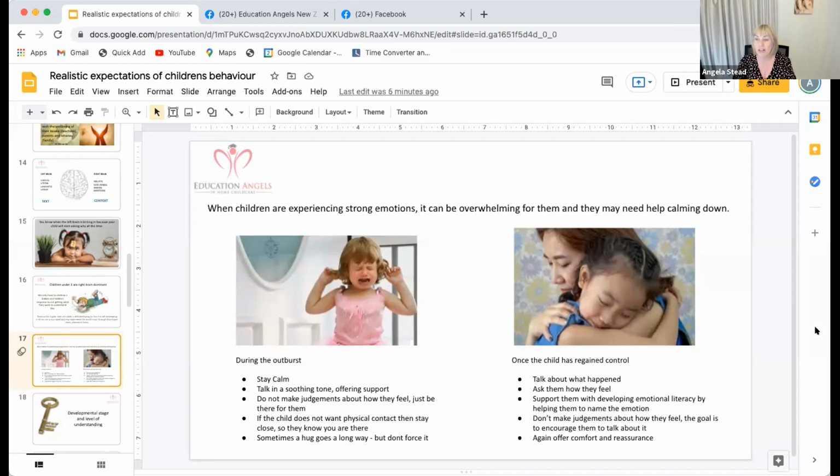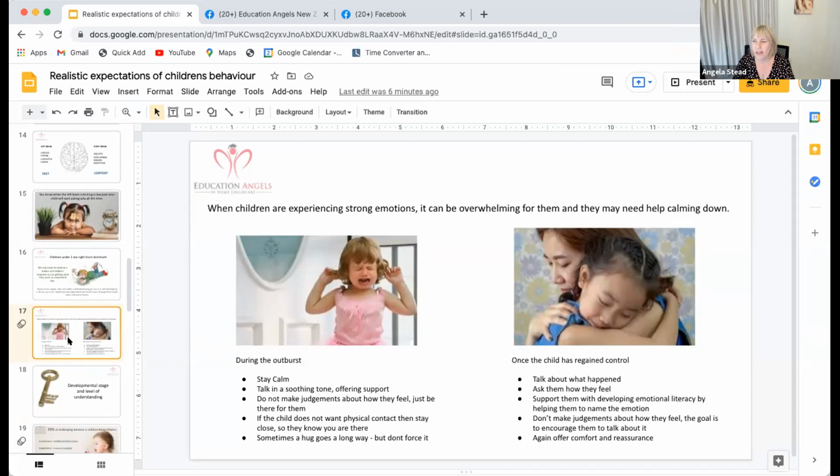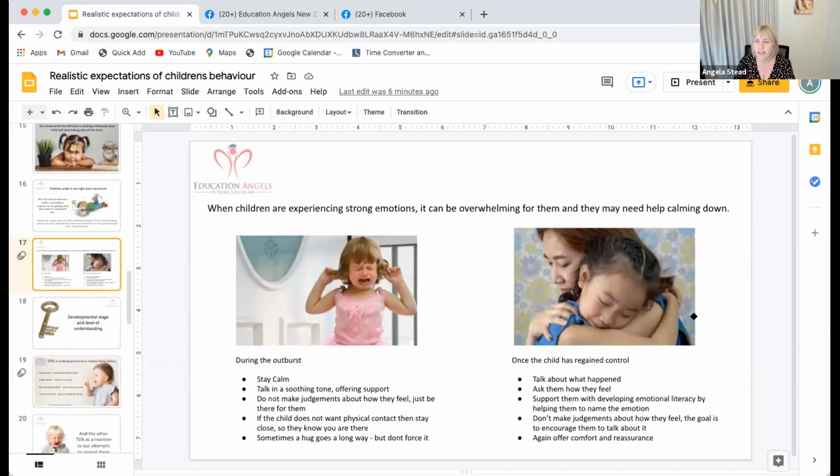If anyone has any questions, do post them in chat, because this is a very common challenge and it can upset parents a lot too, because it's quite distressing to watch a child lose control to that degree.